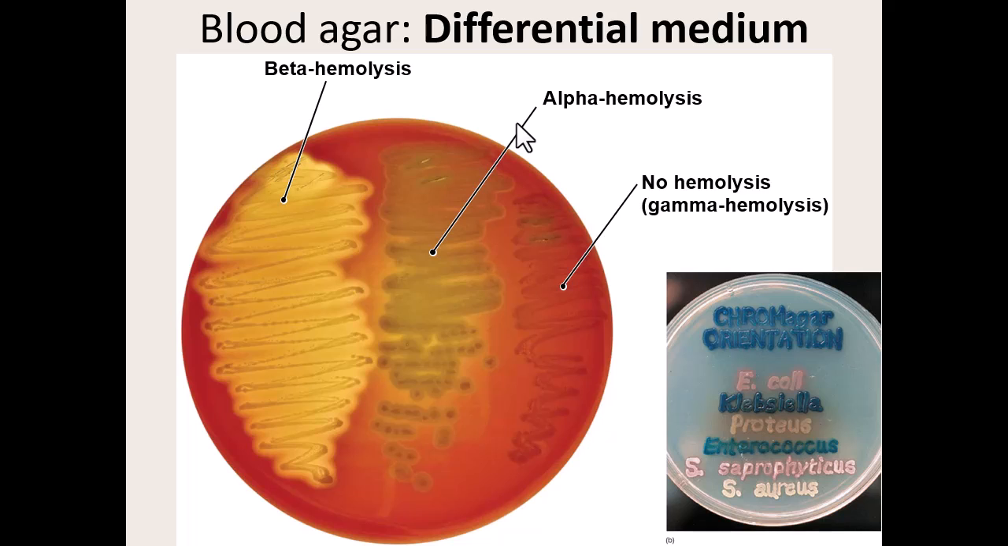Some only break it down partially, and it will actually show a greenish color instead of red, and some don't break it down whatsoever, and it still looks just as red. So there's a substrate that, if broken down, can change colors.